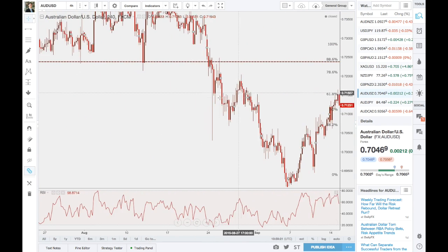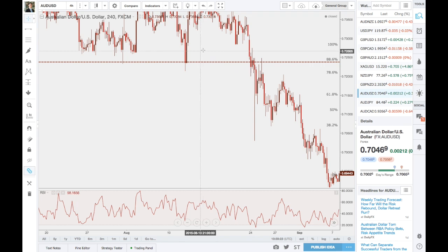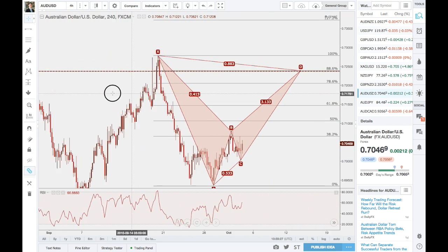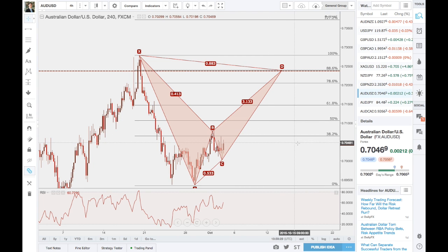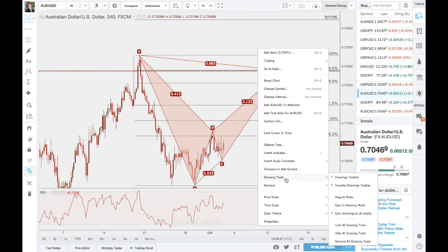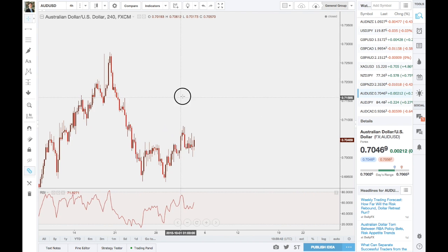If you scroll back, what we see is we do have some potential structural level in the past. But what you want to take into account is that there's still some room before price reaches the 88.6 level. So let me clear, and I'll bring you through the smaller pattern which has a higher chance of setting up.